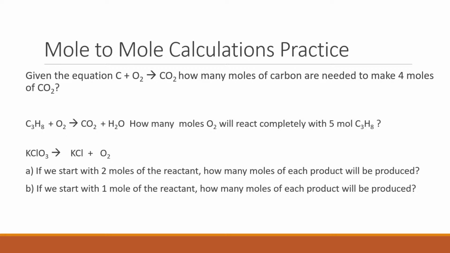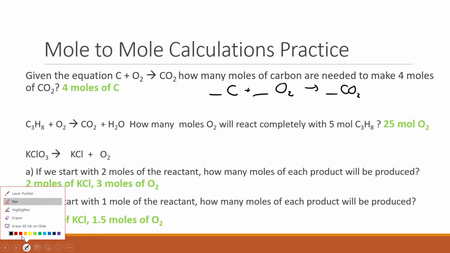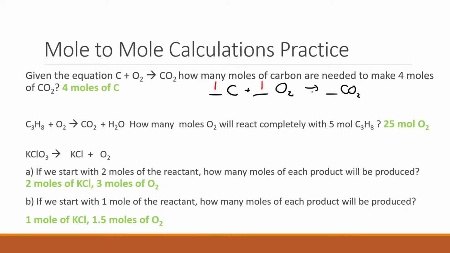When we look at the answers to these questions, we are going to get these results. Now, let's look at each one of these in turn. All right, first, I want black ink. We're going to go carbon plus O2 makes CO2. This is one of the rare equations that starts off balanced.